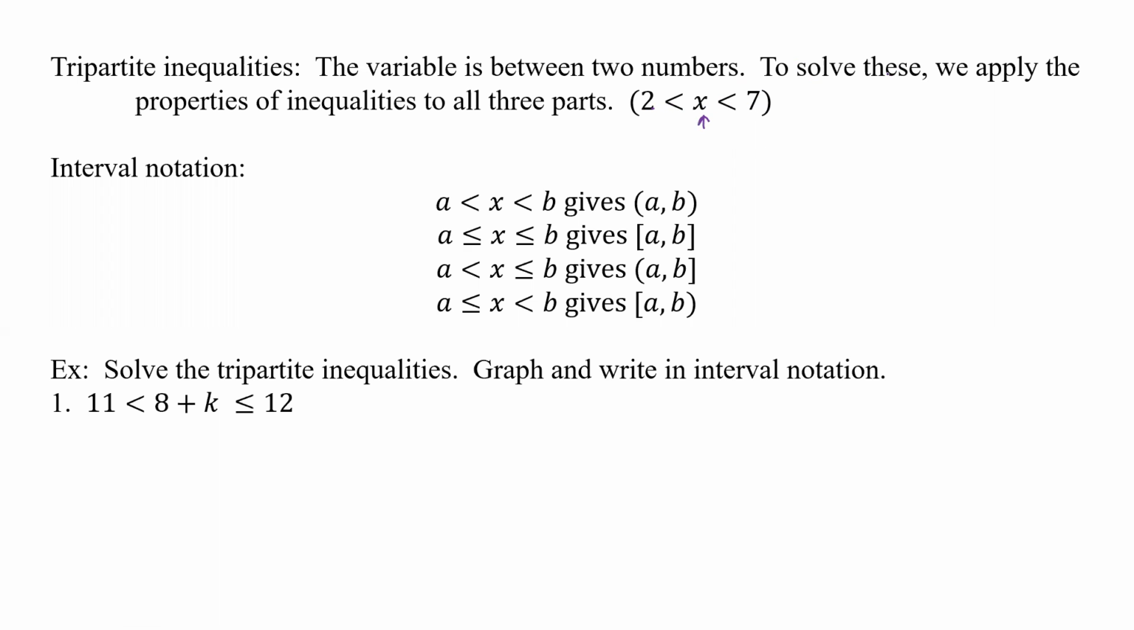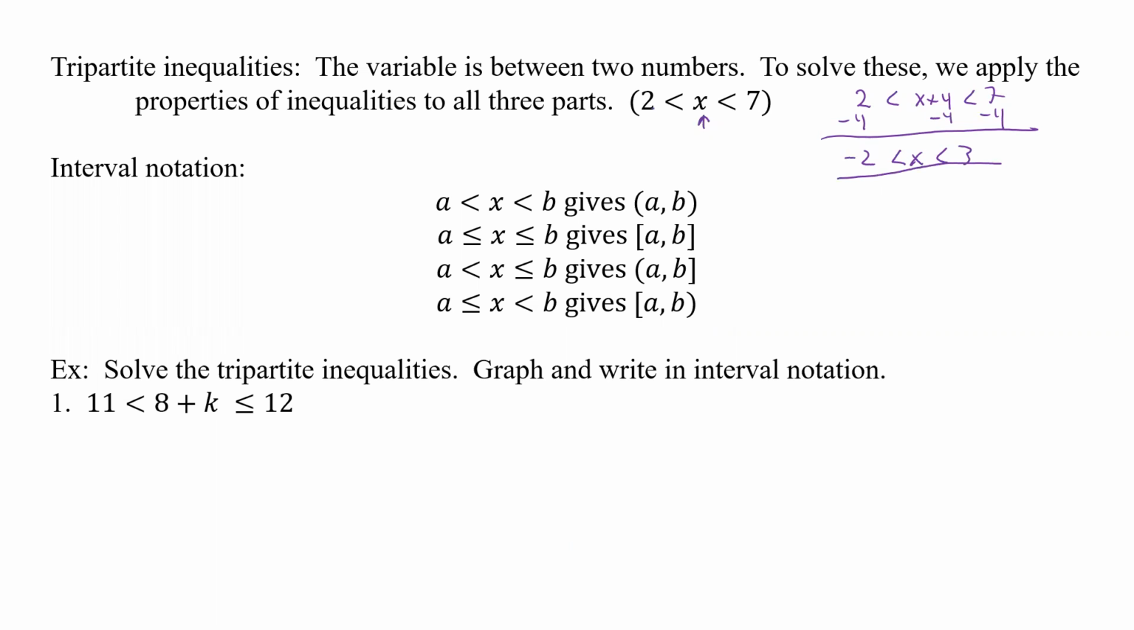Now to solve these types of inequalities, we have to apply the properties of inequalities to all three parts, because sometimes you might have 2 is less than x plus 4 is less than 7. Then we have to get rid of that 4, so we subtract 4 from all three parts. Then we get 2 minus 4, which is minus 2, is less than x is less than 7 minus 4, which is 3.